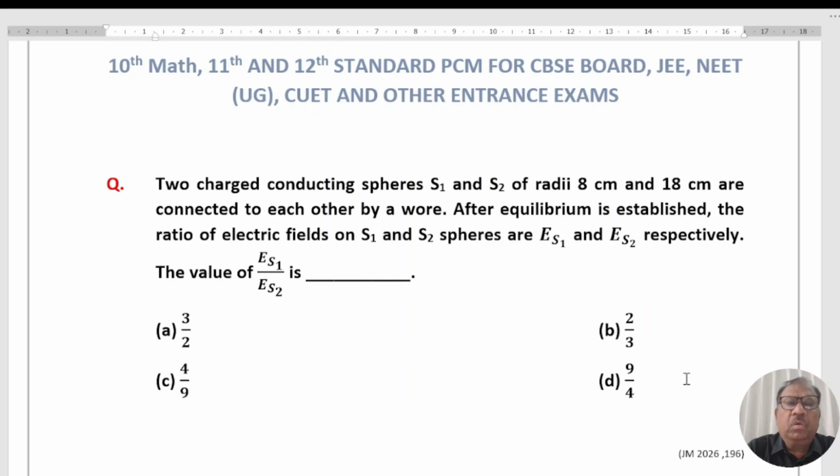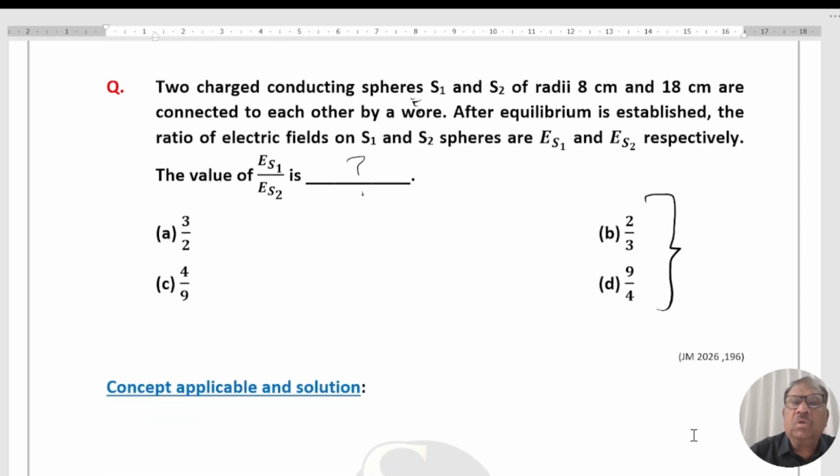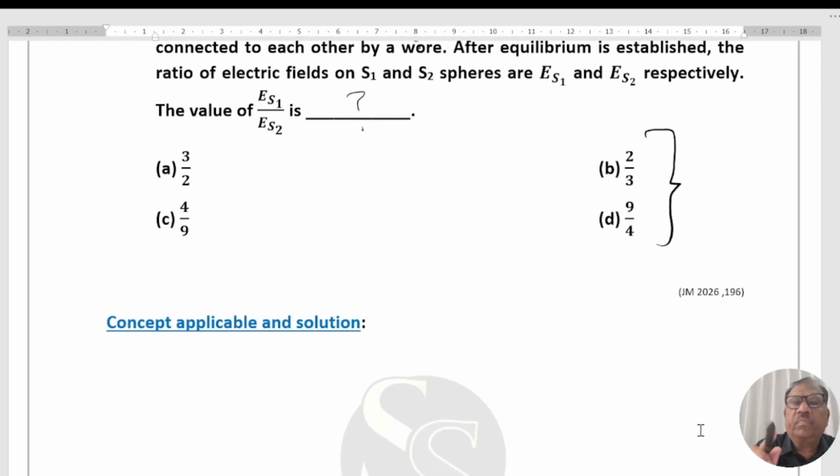Question: two charged conducting spheres S1 and S2 of radius 8 cm and 12 cm are connected to each other by a wire. After equilibrium is established, the electric fields on S1 and S2 are ES1 and ES2 respectively. The ratio ES1 over ES2 is asked, and four options are given, one of which is correct. Concept applicable and solution.